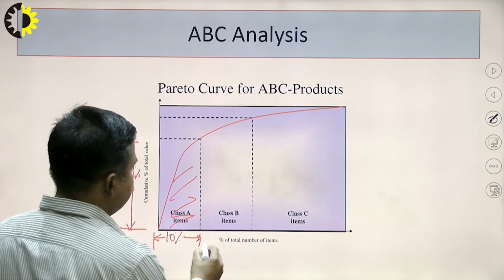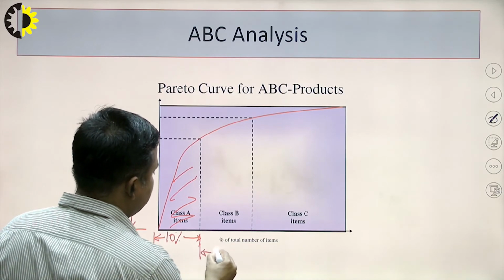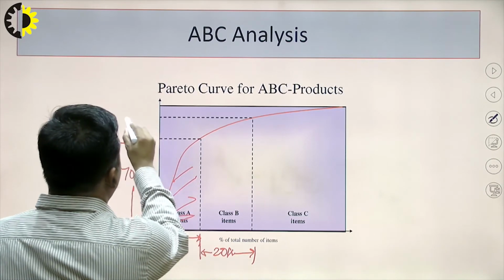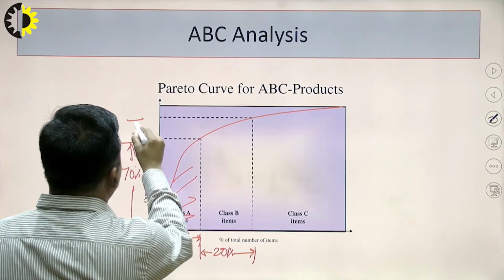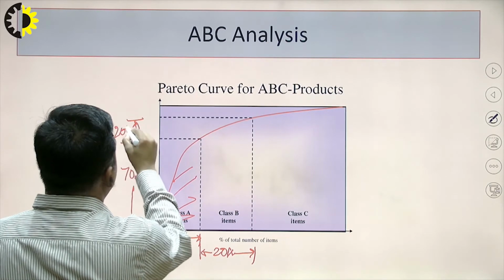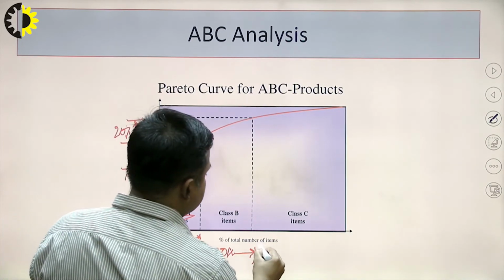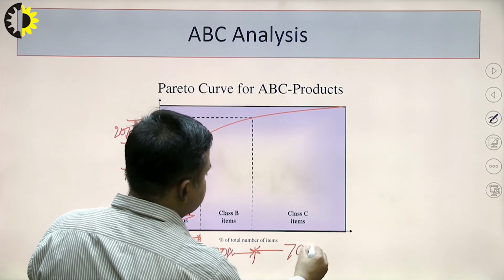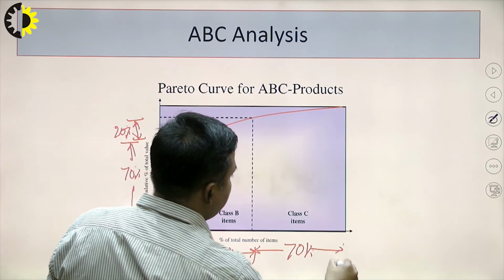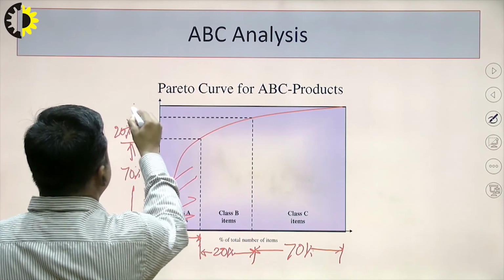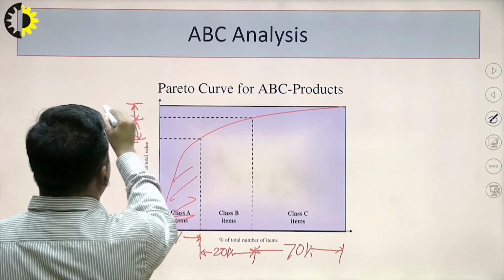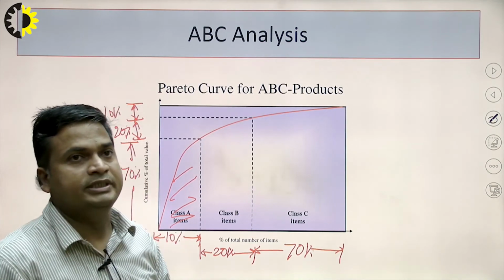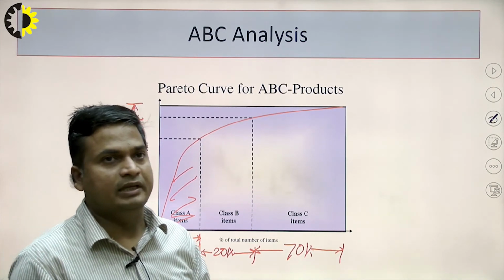In class B, it is 20%, and their value is again 20%. In class C, the number of items are 70% and the items are having 10% value. So this is the ABC analysis.